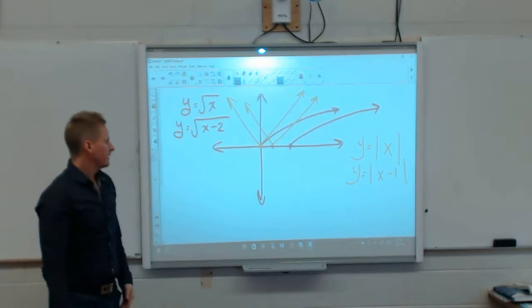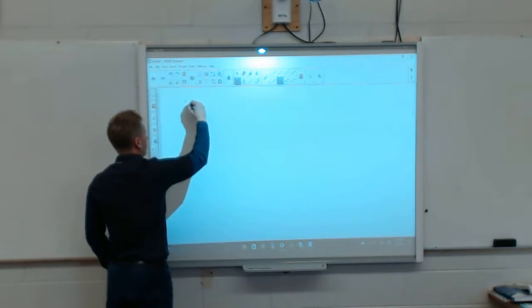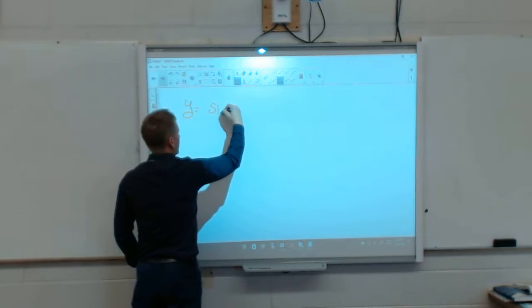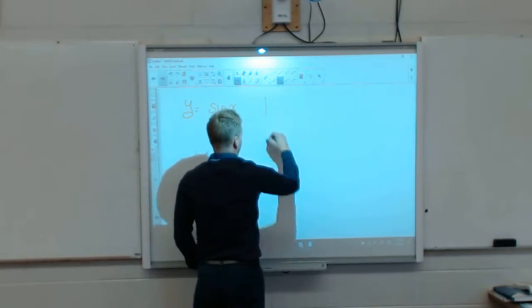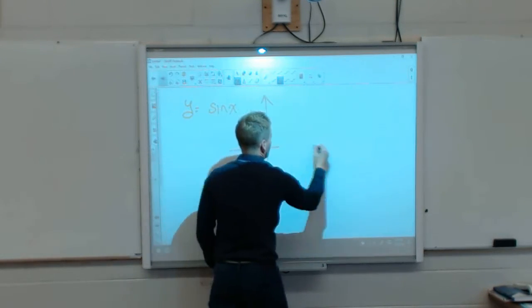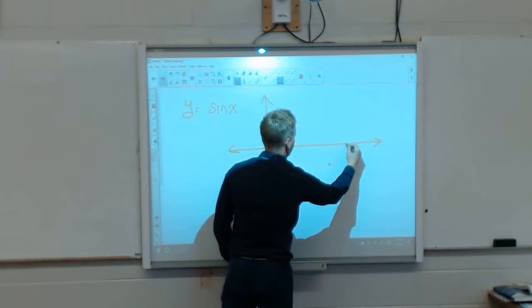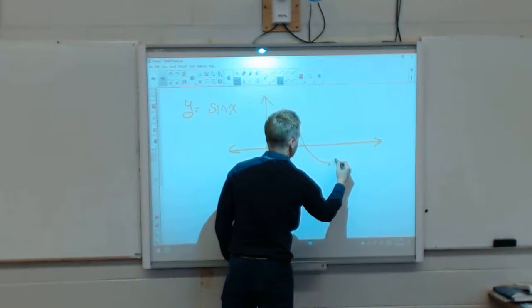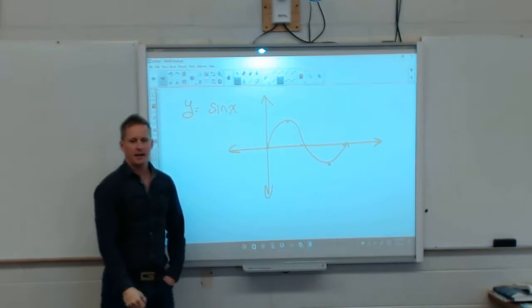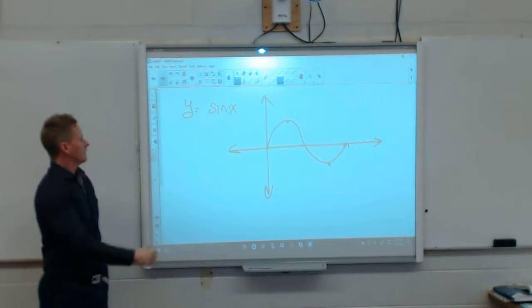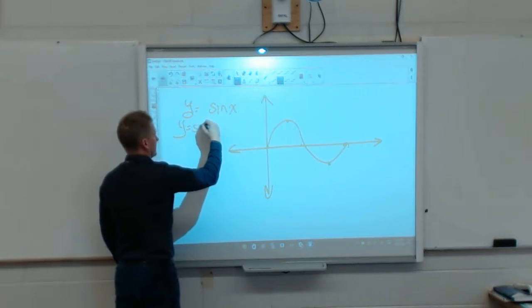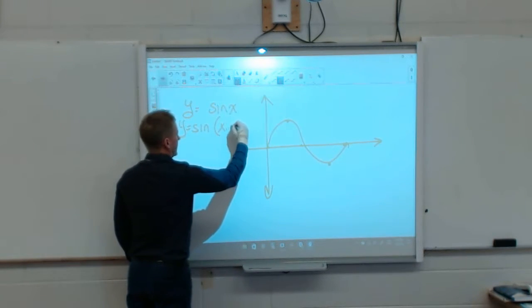Okay, so if I did, for instance, y equals sine x. There's a graph that we look at next year in grade 12. Y equals sine x looks like this. There's y equals sine x. Now, it's not going to make much sense to you because we haven't seen any of this.